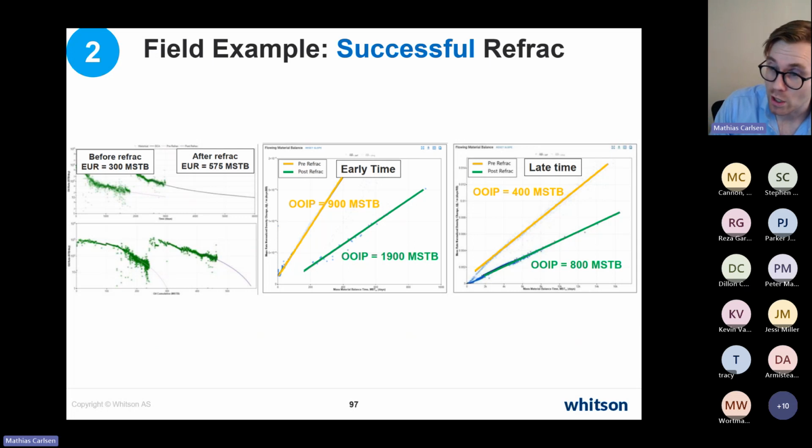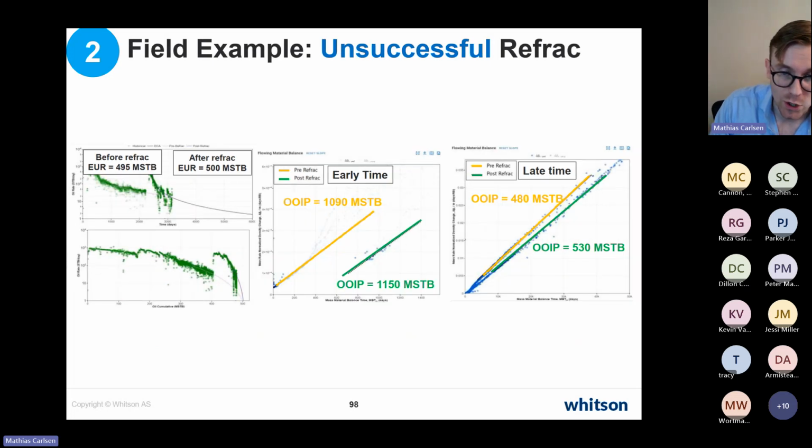Then we have, of course, an unsuccessful refrac. Can't just show the good ones, right? We have to show a mix. So this is an example where the refrac was not as successful, and the early time slopes basically show the same or very small uplift, and the late time slopes showed something very similar. You could actually see it also just by doing the decline curve analysis. That's how it would look for an unsuccessful refrac.